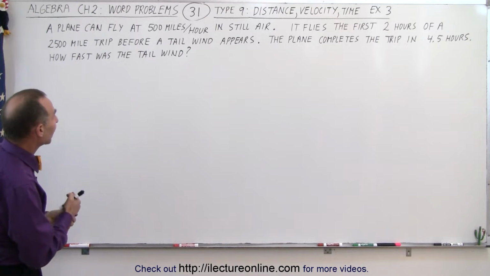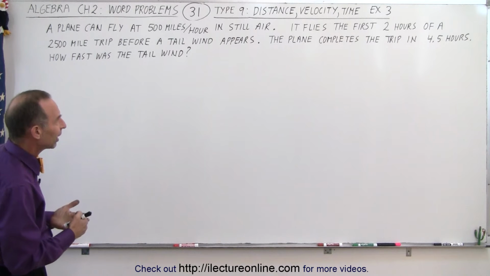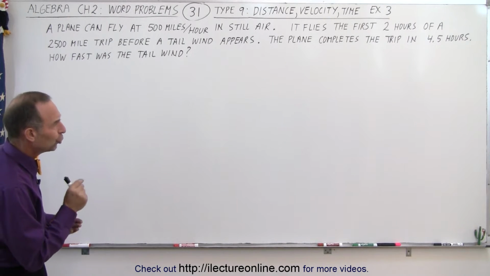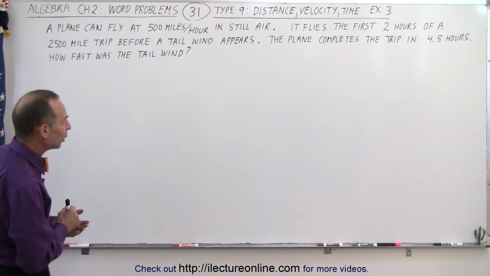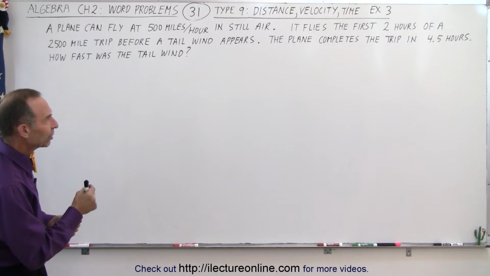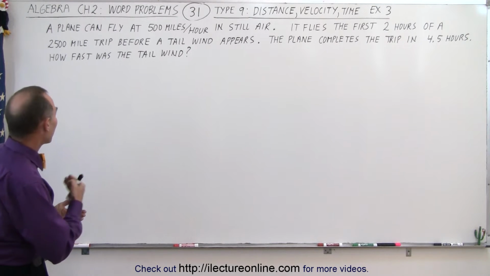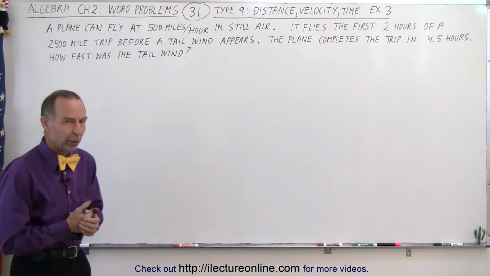A plane can fly at 500 miles per hour in still air. It flies the first 2 hours of a 2,500 mile trip before a tailwind appears. The plane completes the trip in 4.5 hours. How fast was the tailwind?